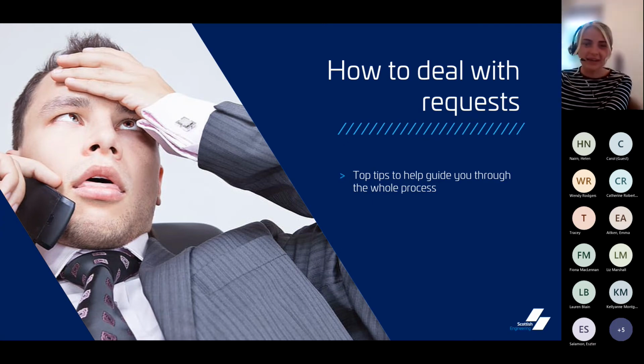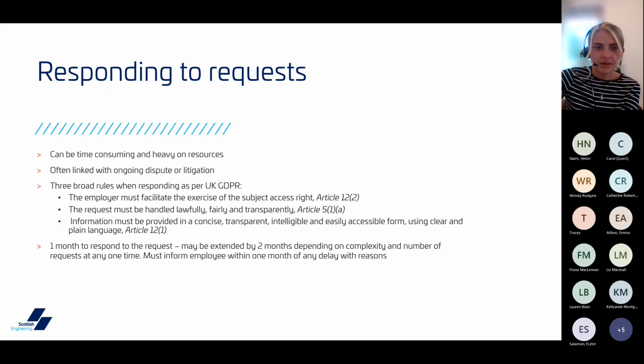So just some practical advice on how to deal with a request when it comes in, to guide you through the process from when you get the request in right through to delivering the information. Obviously, when you get a request, they're quite laborious, very time consuming, and heavy on resources, and they're often linked to an ongoing dispute with an employee or any impending litigation. So they can make these data subject access requests to get documentation that they plan to use for their side of the case.